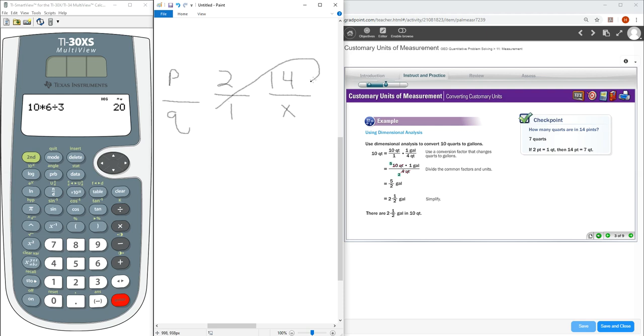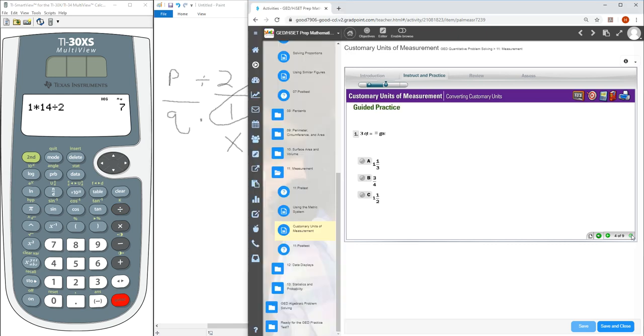Time to cross multiply. Number across from number in an X pattern gets the multiplication dot. And we're going to divide by the 2 because the 2 is across from the variable in an X pattern. So here we go over to the calculator. 1 times 14 divided by 2 equals 7. Perfect. X equals 7. And that agrees with what we see here: how many quarts are in 14 pints? 7 quarts. Great. So 3 quarts equals how many gallons?